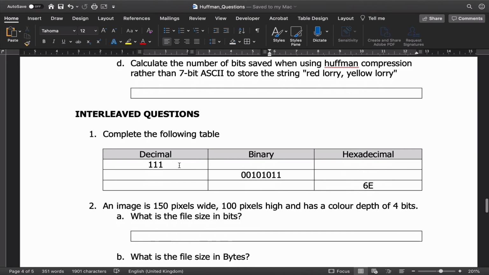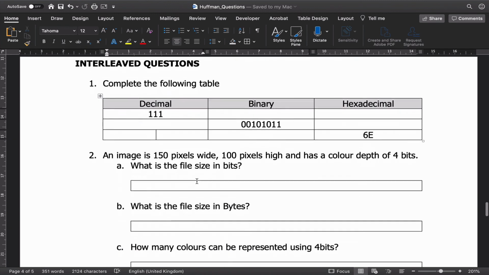Here we have a decimal number, 111. What's that in binary? What's it in hexadecimal? Here we have the binary number. What's that in decimal? What's that in hexadecimal? And here's the hexadecimal. What's that in binary? What's that in decimal? And you're just going to put your answers in that table.